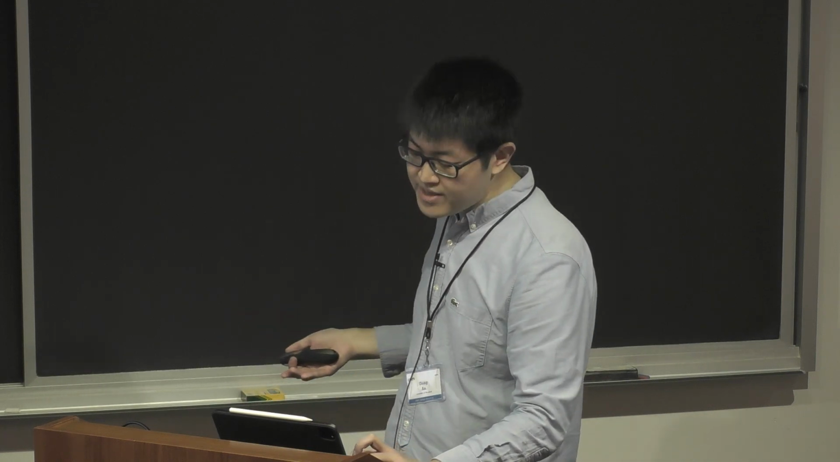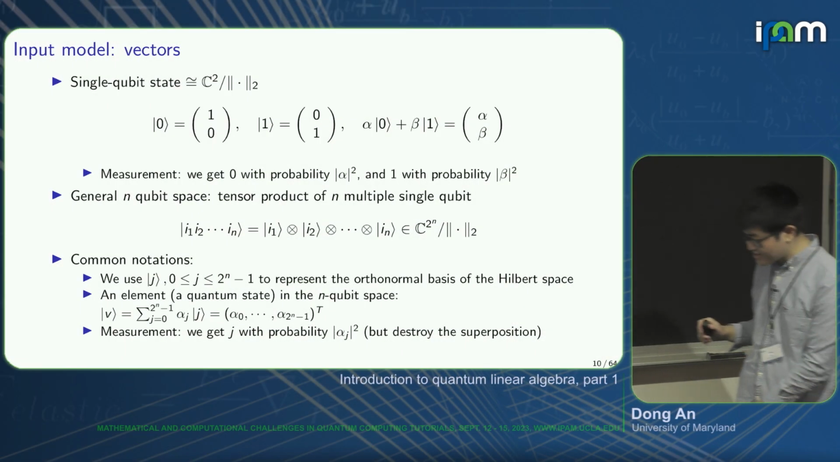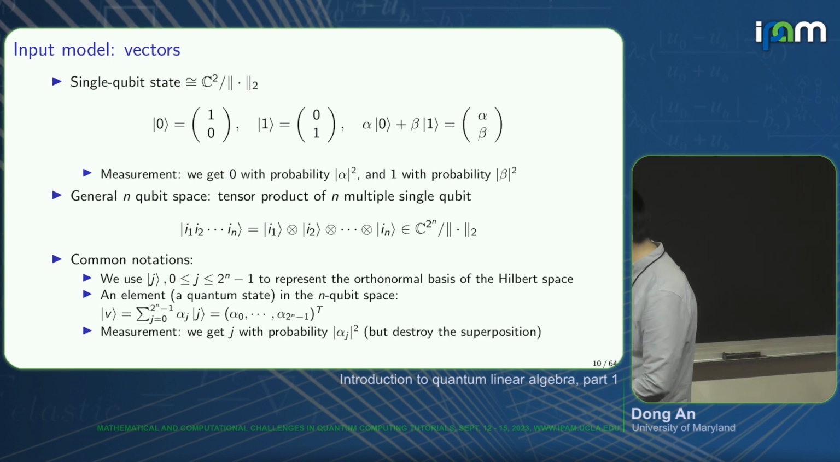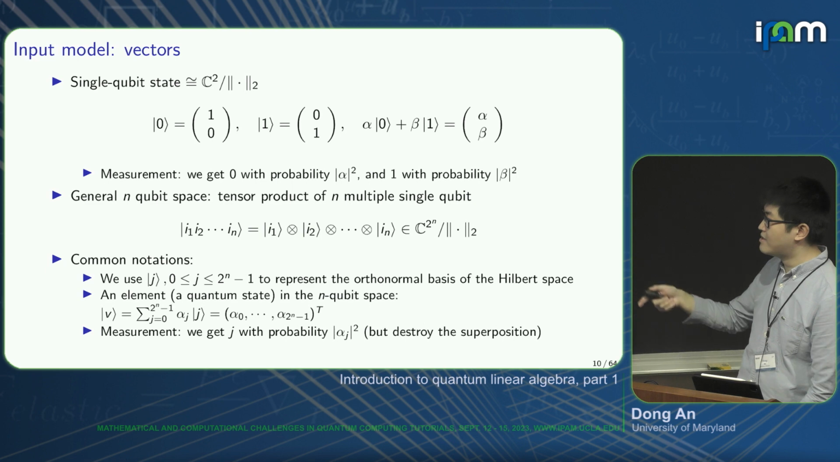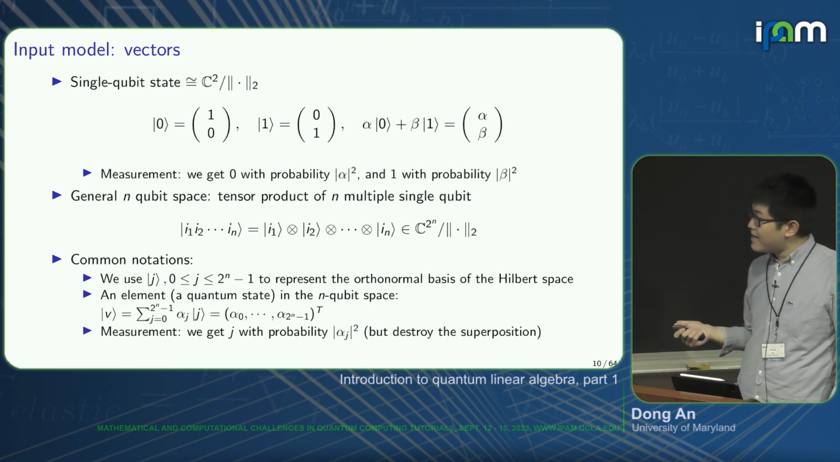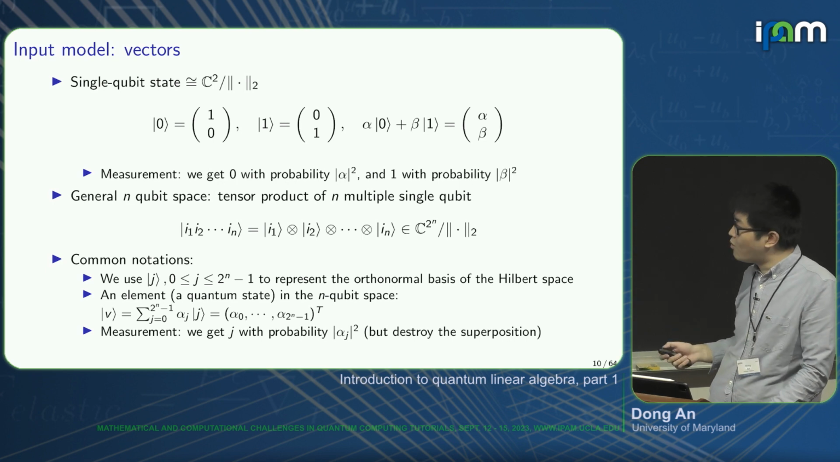So we start with the input model. Let's start with the input model for the vectors and the matrices. I think probably many of you are familiar with this, but we just want to do a quick review and make sure that we are on the same page. So the input model for a vector on a quantum device is actually a quantum state.